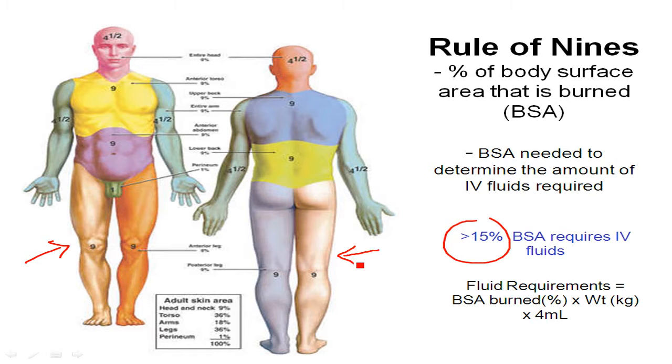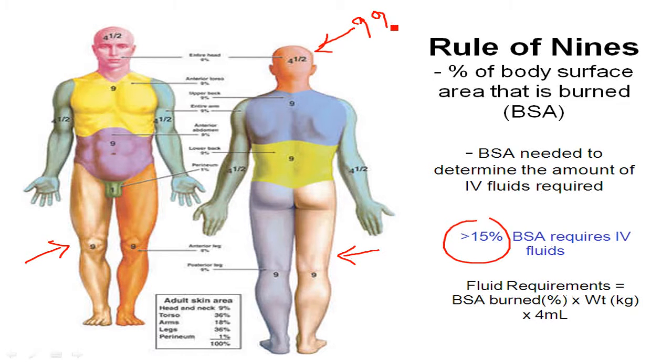So keep this in mind as you learn the numbers. The head is a total of 9%, but if the patient was just burned in the face area, that would just be the anterior, so that would just be 4.5%. So you've got to be aware of what part of the patient's body was burned. Was it just the front? Was it the entire head?